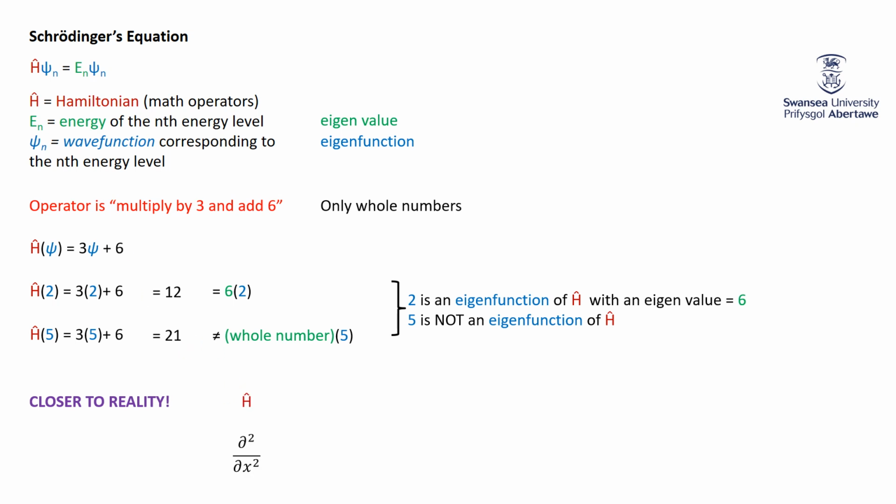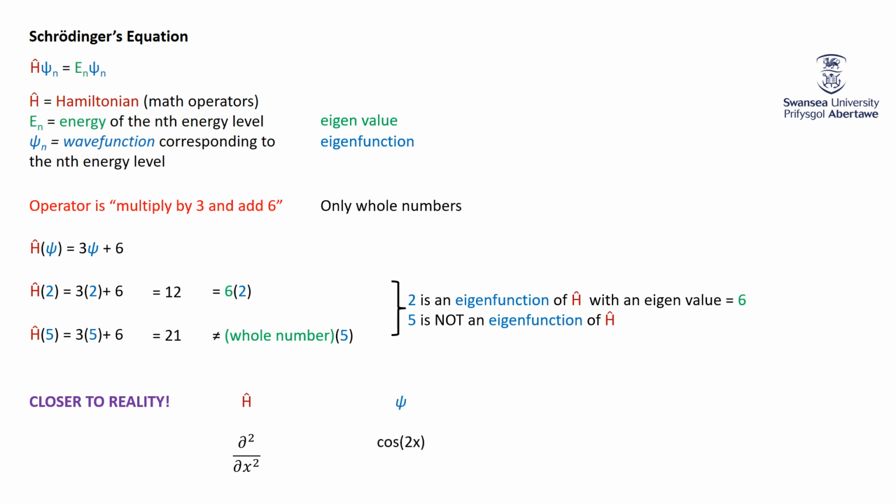A typical simplistic Hamiltonian might look something like this. Now, this is just saying do some differential calculus. Some of you have had A-level, some of you haven't. You will learn about differential calculus later on. Do some differential calculations on it twice.